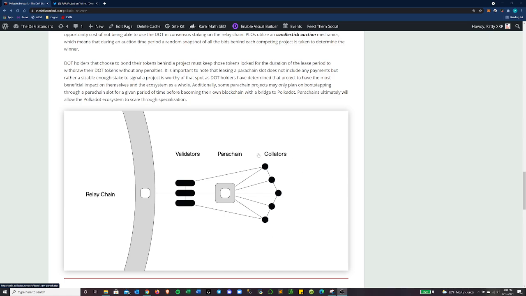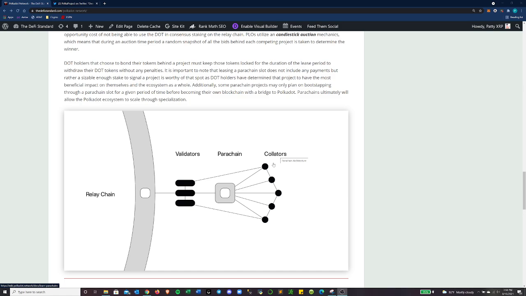And this is to compensate any of the DOT holders that are bonding their tokens behind a parachain for missing out on the opportunity cost of using their DOT elsewhere. So that could be within consensus via validator staking and things like that. You get a yield on a yearly basis that's being delivered daily for the rewards. And you're missing out on those now because you're locking up your DOT and it's being used to basically back this parachain project. So that'll create competition between these parachains to offer their users that are going to bond tokens behind them. You've got to give them something in return.